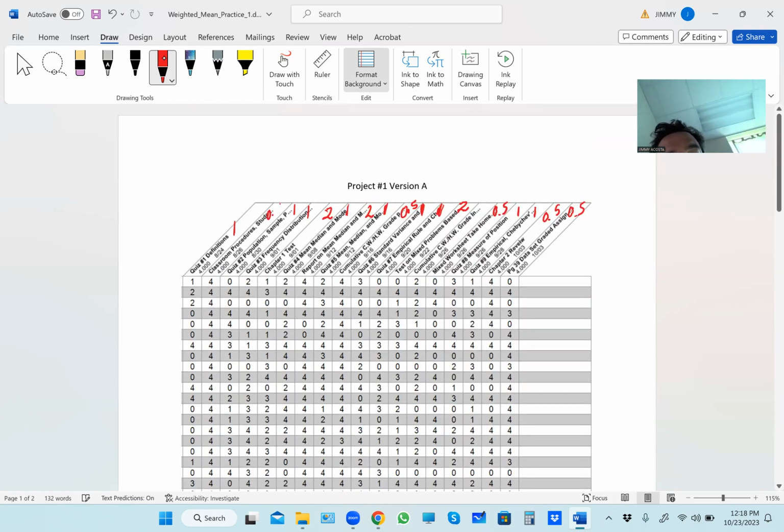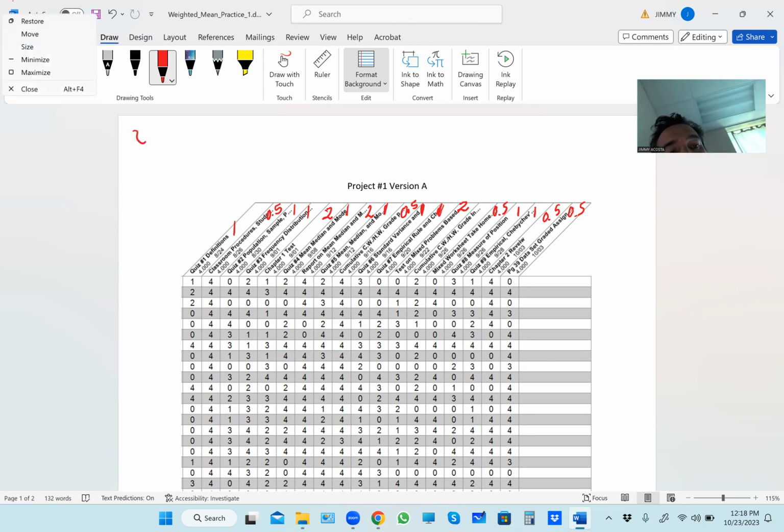So on top, for each of the columns, I've created the weights. And of course, each one of these is a grade. A 1 is a D, a 4 is an A. With the first student, the weighted mean, remember, the formula is X bar equals the sum of X times W divided by the sum of W. I would have to carefully write: the first grade is a 1 times 1 weight, plus the next grade is 4 times 0.5. The next one is a 0 times 1.